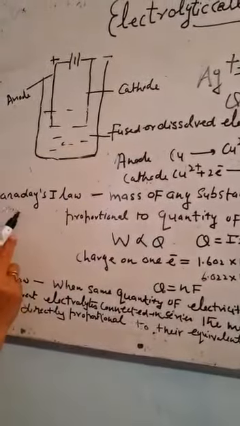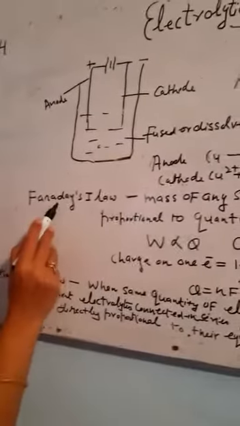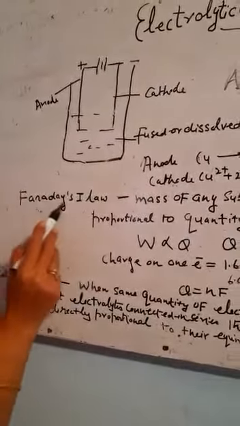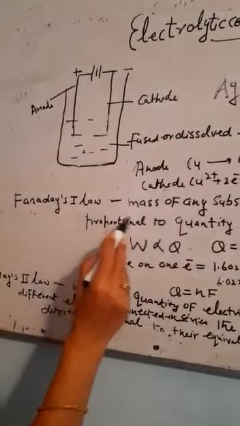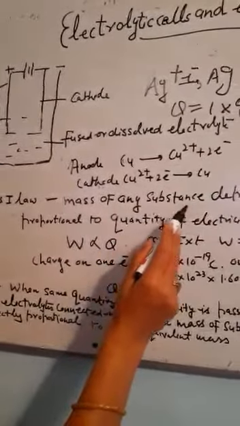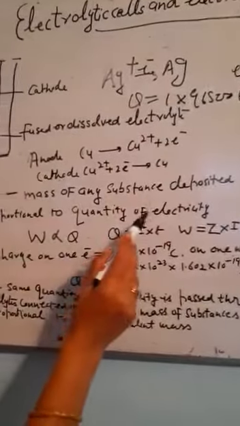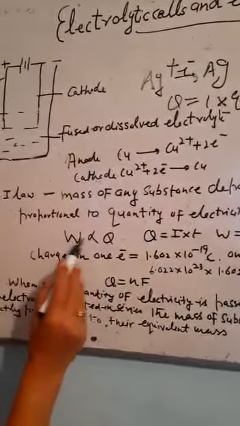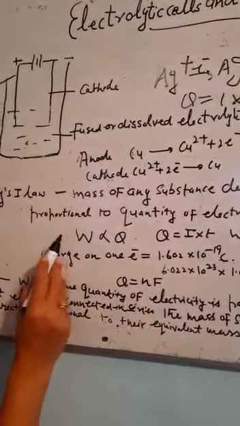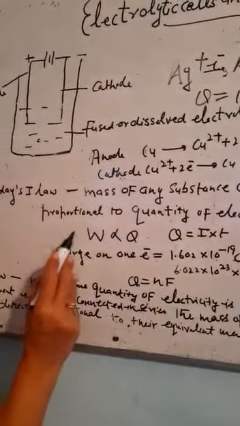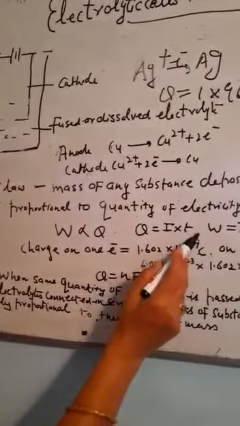The quantitative aspect of electricity can be calculated from Faraday's law. There are two laws. According to Faraday's first law, mass of any substance deposited is directly proportional to the quantity of electricity. W is proportional to Q. W is the mass of substance. Q is equal to I into T.